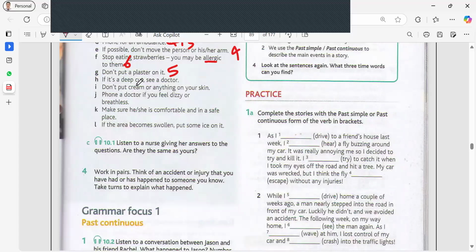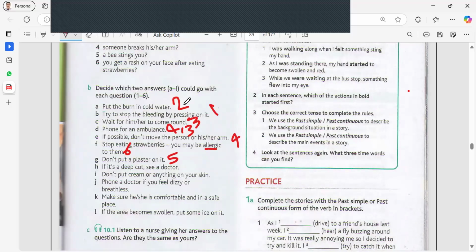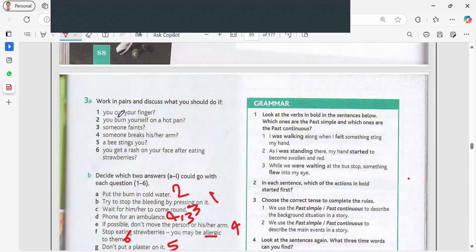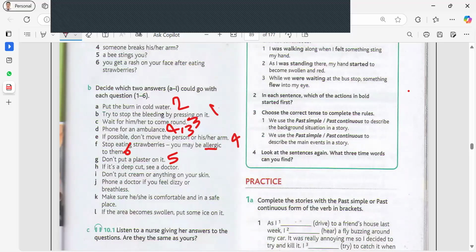If it is a deep cut, see a doctor. A deep cut means a serious wound. In this case, see a doctor. Which problem? If you cut your finger, this is number 1. If you cut your finger and the cut is deep, you need to see a doctor. Don't put cream or anything on your skin. Don't put anything on the skin.